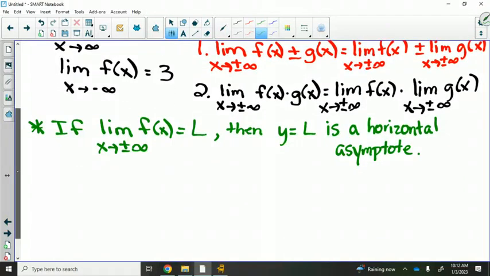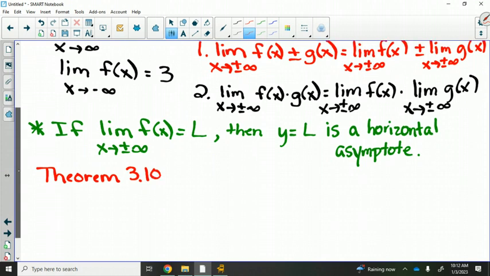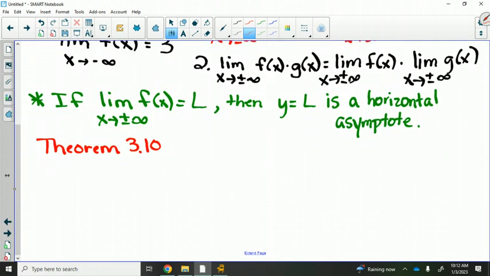Okay, next little part, we're going to do a theorem. It doesn't really have a name in the book. It's theorem 3.10. That's not important. But this is a little theorem to go with what we're doing. And here's what we're going to do for the theorem. The limit as x approaches plus or minus infinity of c over x to the r.